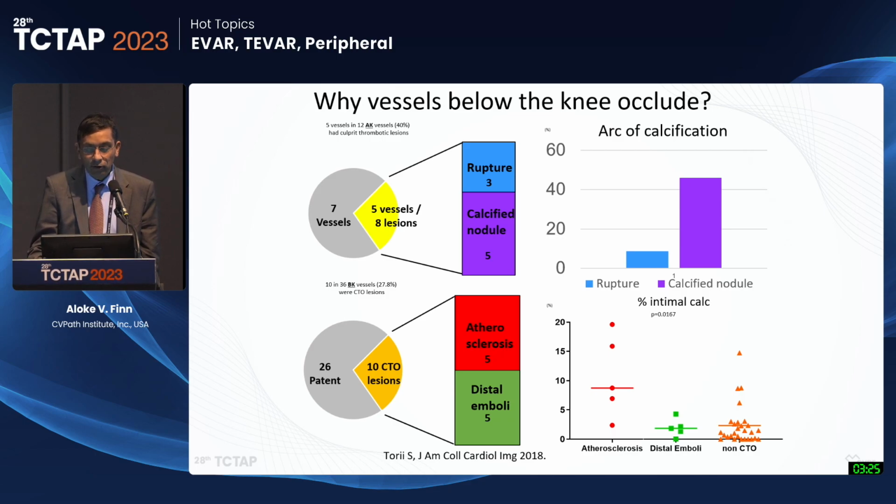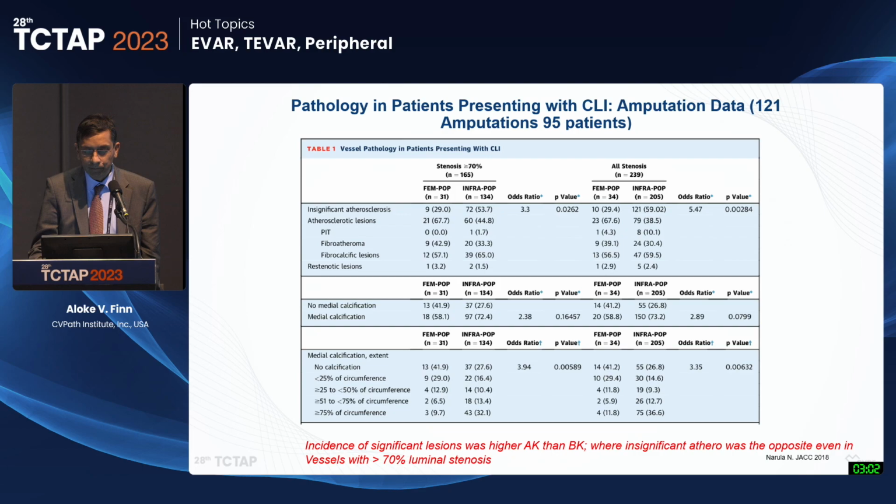And those above the knee lesions with occlusion had either underlying plaque rupture or calcified nodule, both well-known causes of thrombotic events. Below the knee, really only 5 of the 10 lesions that were occluded had atherosclerosis underlying them, whereas 5 of them were presumed to be from distal emboli because there was no underlying atherosclerosis, but there was a CTO seen.